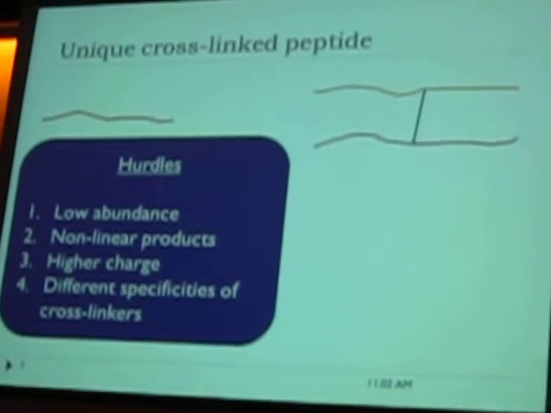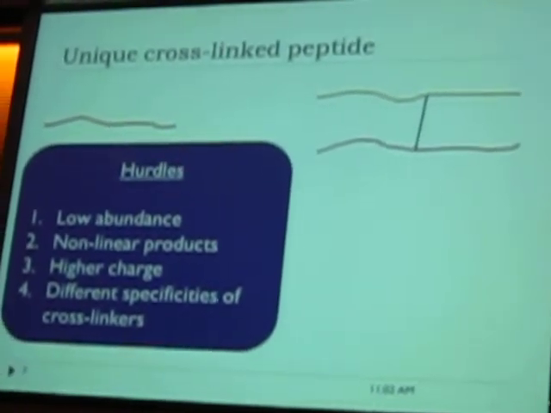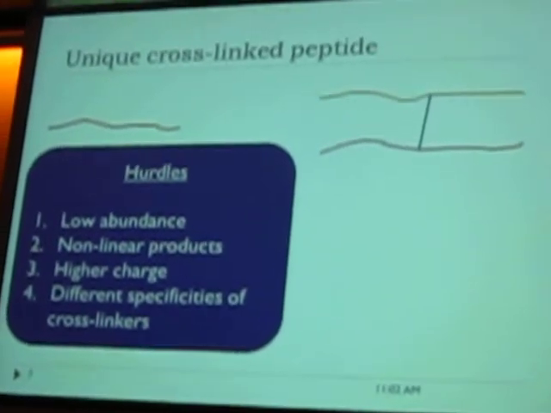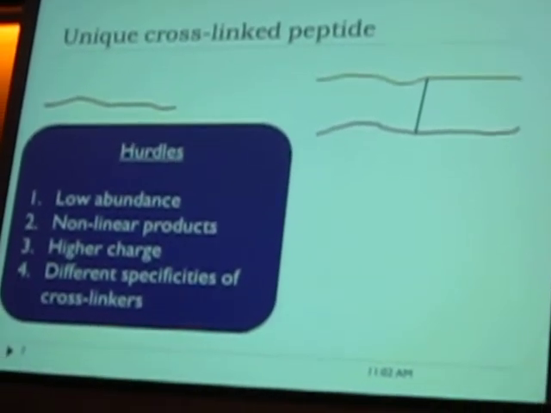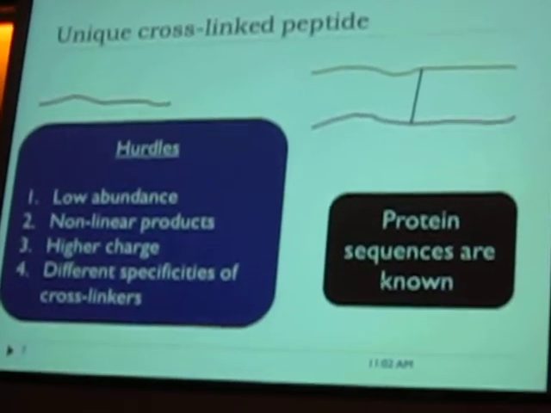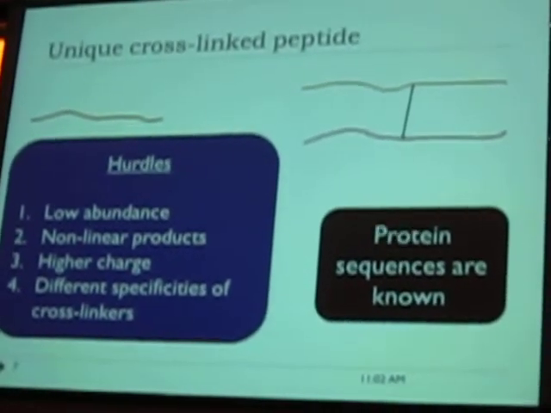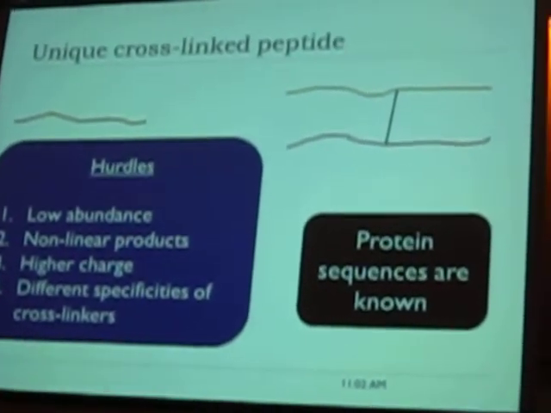So is everything bad with cross-linked peptides? Not really. Because when we are doing the cross-link experiment, we know which protein we are working on. The sequences of protein are not unknown. They are known to us. And we can use that fact to our advantage in deciphering the spectra for the cross-linked peptide.